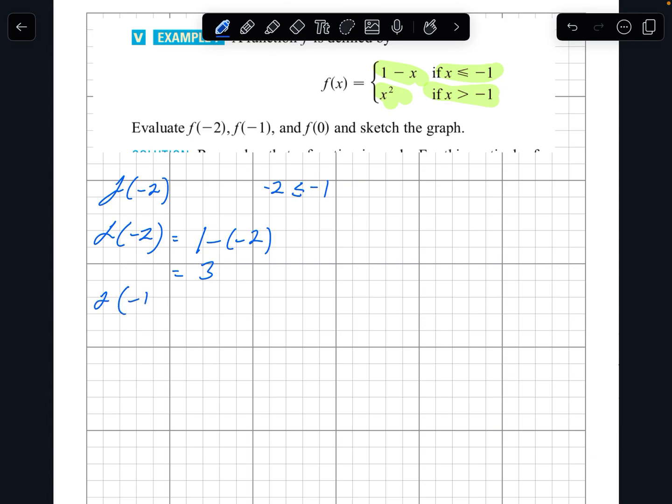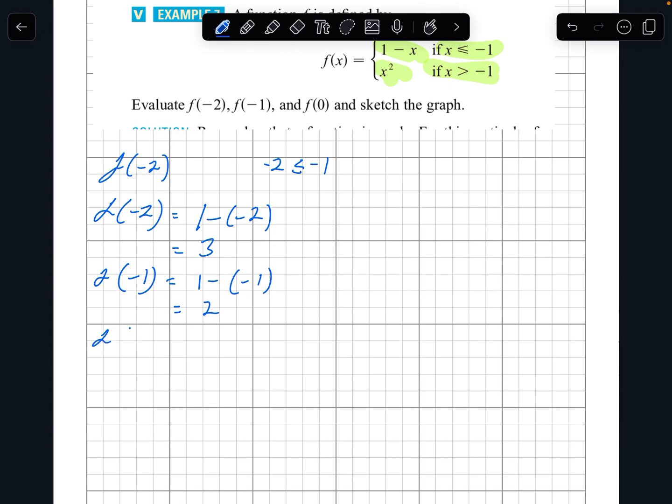F of -1. -1 is equal to -1, so we're still using the first definition. F of -1 is 1 minus -1, which is 2. F of 0. 0 is greater than -1, so we're using the second definition. 0 squared, which is 0.